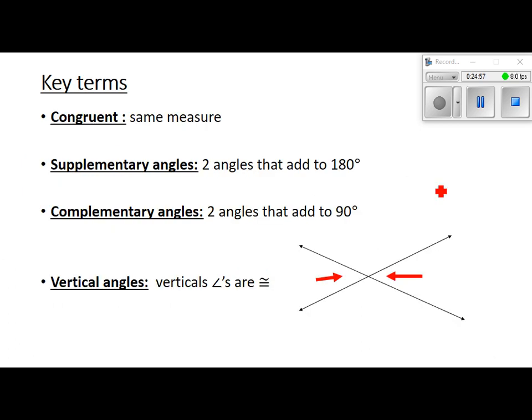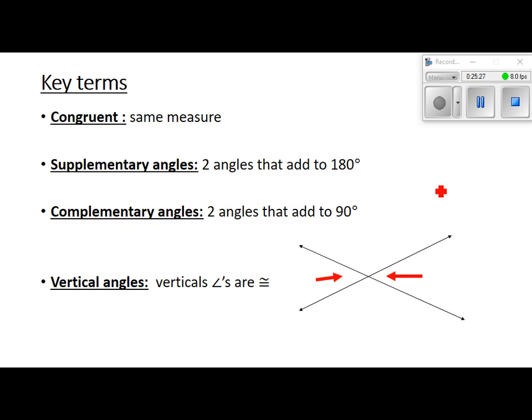Some key terms. Congruent. What's congruent mean? Same length, same measurement. Yeah, it wouldn't be a bad idea to put quadratic formula on there also. Same measurement as something else. Same measure, things that have the same measure. Congruent. That's true. Things that have the same measure.